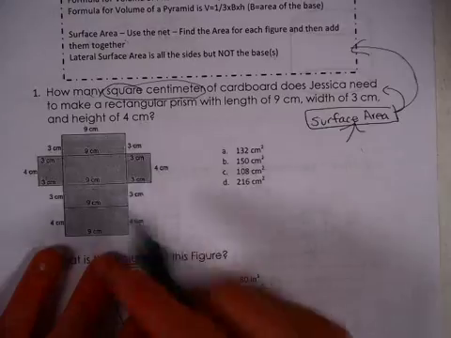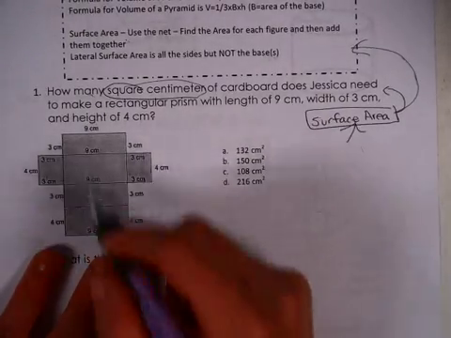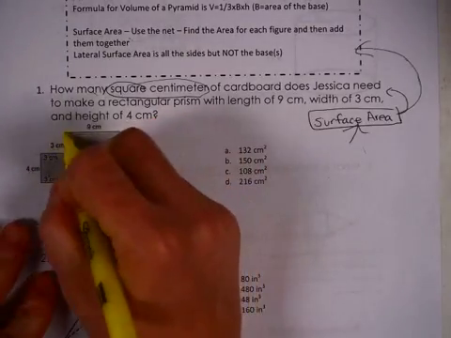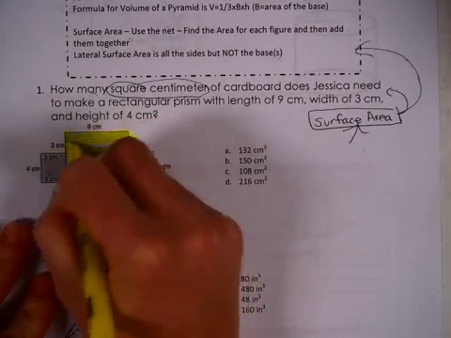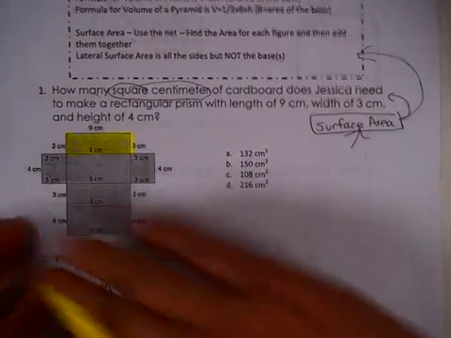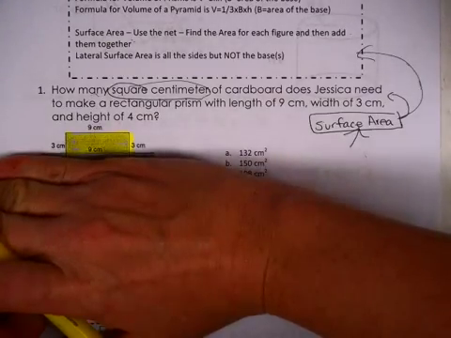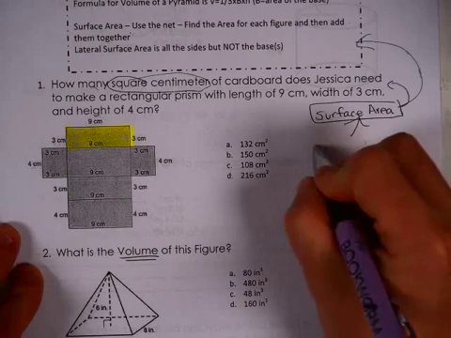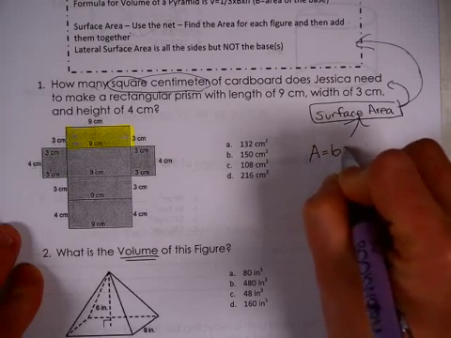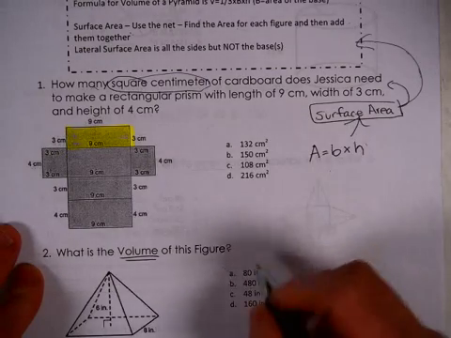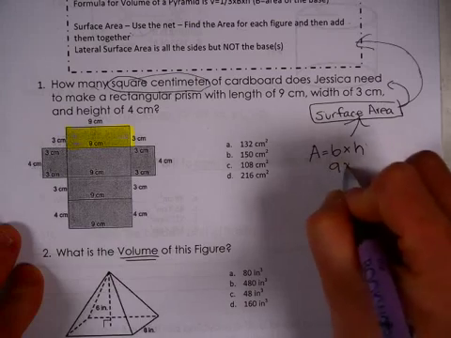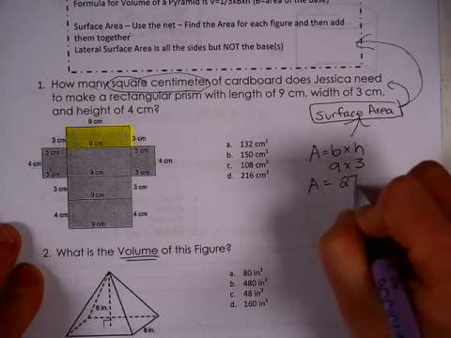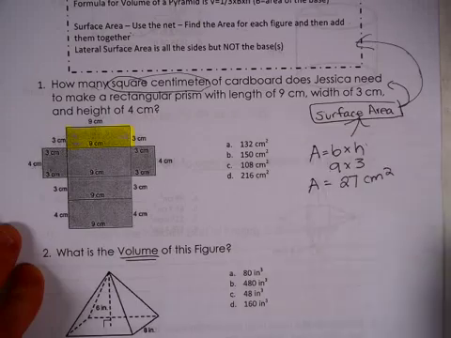So you have to find the area of each one of these figures. We'll take one at a time. Start with this one right here. Okay? What shape is it? It's a rectangle. So we have to find the area of a rectangle. So the area of a rectangle is A equals base times height. 9 times 3. 9 times 3 is 27 centimeters squared.